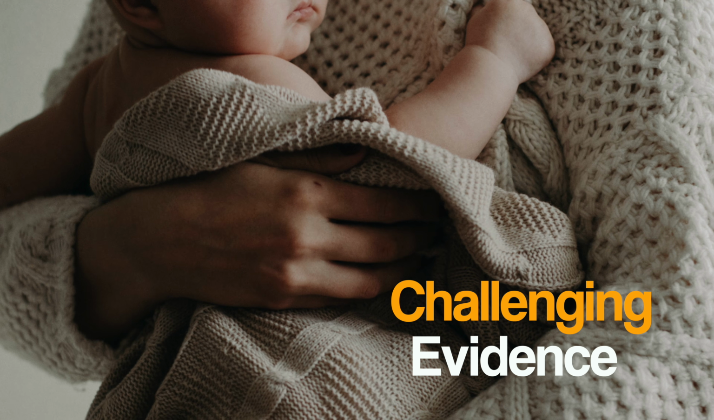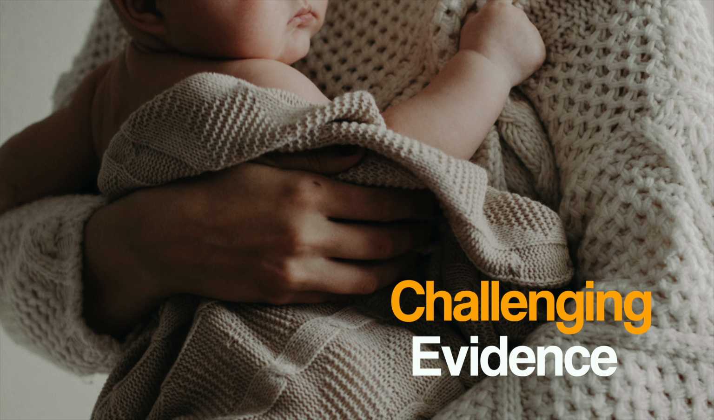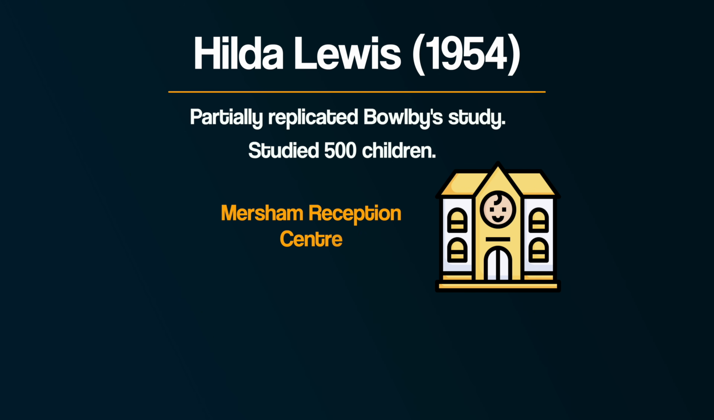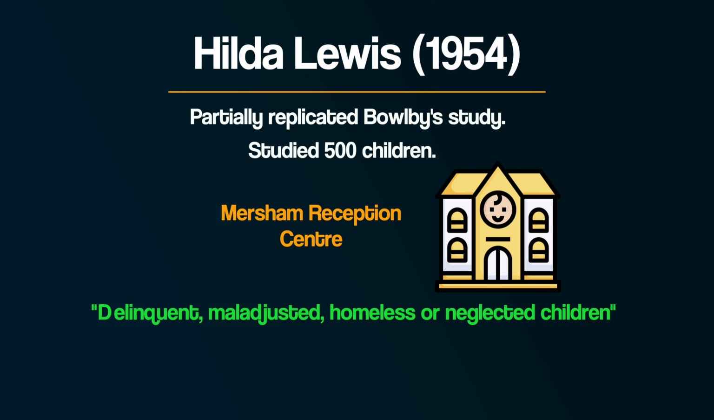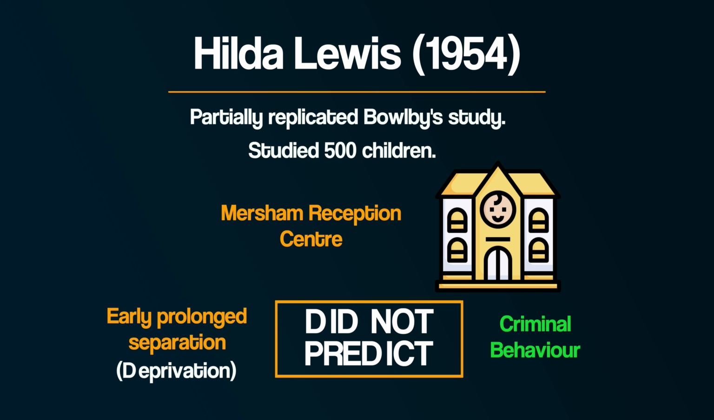However, there is evidence that challenges the findings from the 44 Thieves study and Bowlby's theory. Hilda Lewis in 1954 partially replicated Bowlby's study, but instead of 88 children, there were 500 young people. These children were admitted to the Mersham Reception Centre, which was basically a centre for what they called delinquent, maladjusted, homeless, or neglected children. What they found was that when they looked at the history of early prolonged separation for a child from their mother, what Bowlby called deprivation, it did not predict criminal behaviour.